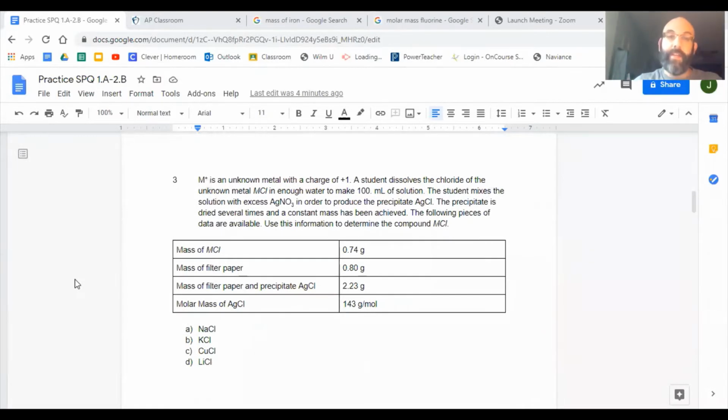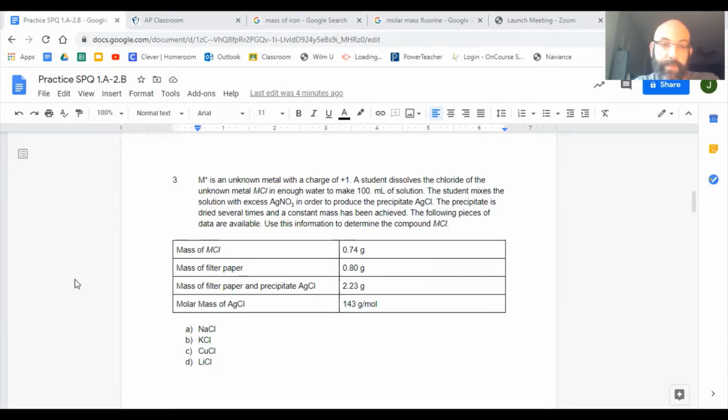Okay. So we have some M plus. It's an unknown metal with a charge of +1, probably an alkali metal, not necessarily sure. Positive, like copper, see this example. Anyway, a student dissolves the chloride. So we get MCl, this unknown chloride, and we make 100 milliliters of solution.